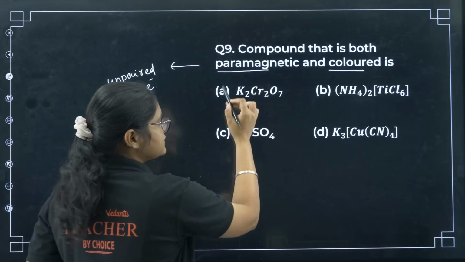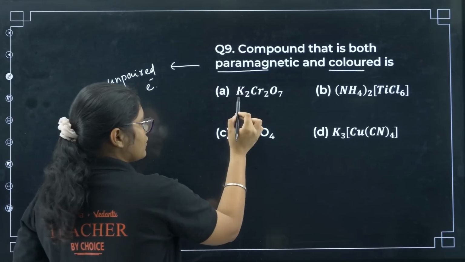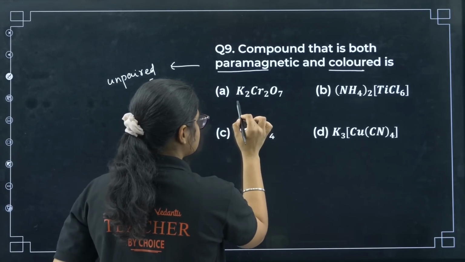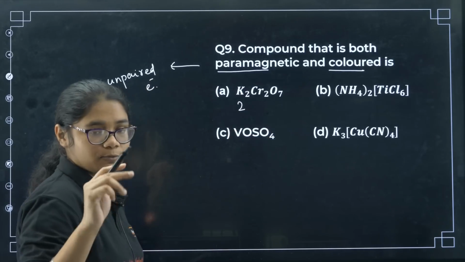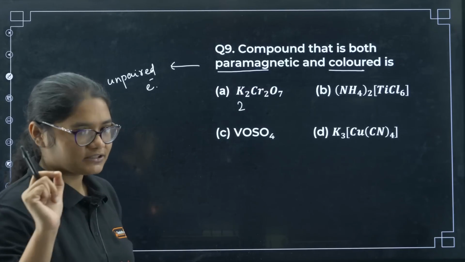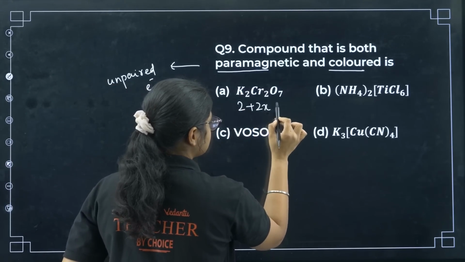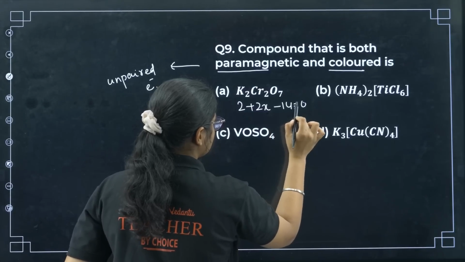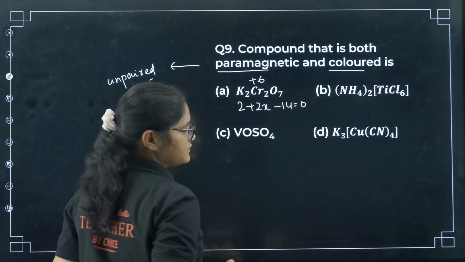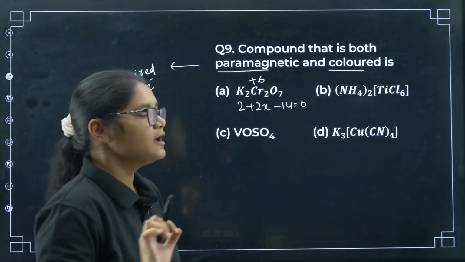So let us check the oxidation state in all of these. So K2Cr2O7, so this is +2, right? For each of the potassium it is +1, so 2 potassium means +2. Then here I will put 2x, and oxygen is -14, equal to 0, so I will get x is equal to +6, meaning chromium oxidation state is +6.